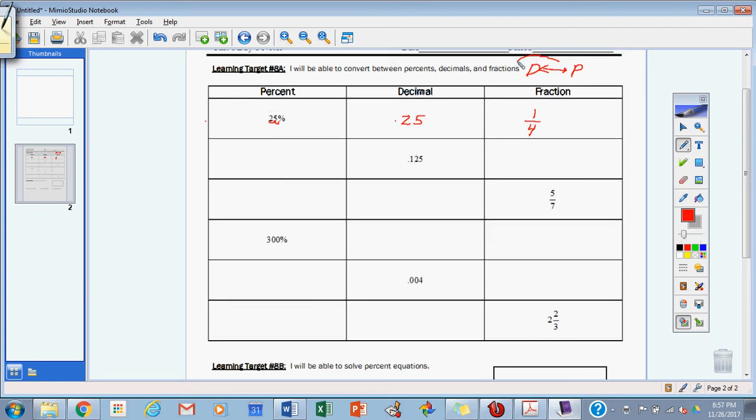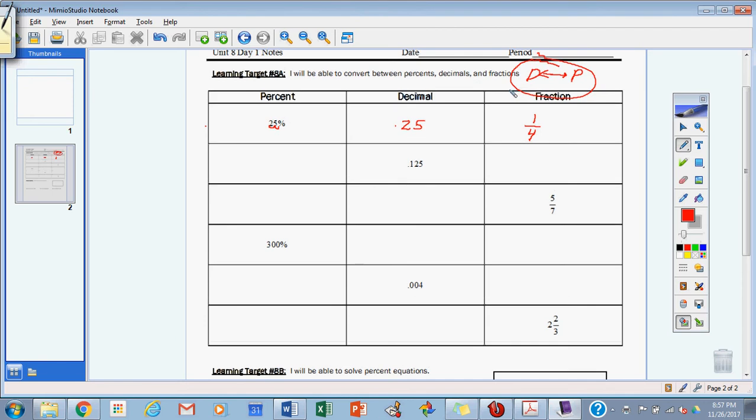This visual has helped a lot of kids who have struggled with this concept. So here we go, 0.125. What am I given? I'm given a decimal. So I'm going from a decimal to a percent. Notice that's different than the chart. The chart has percent and then decimal, it doesn't matter. I'm going from a decimal to a percent, so I'm going to move it right 2 places, and it's that simple. If you think of it like that, it would be 12.5%.